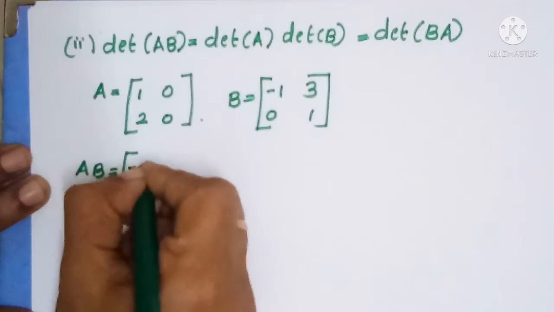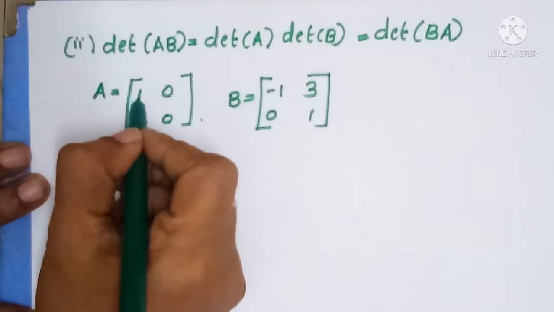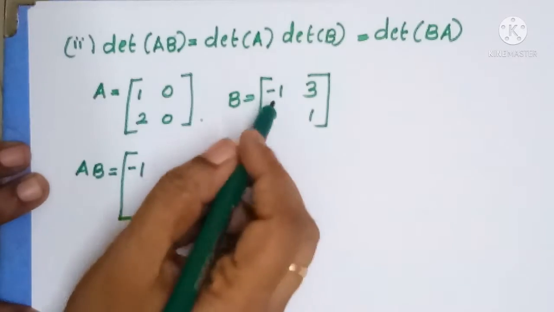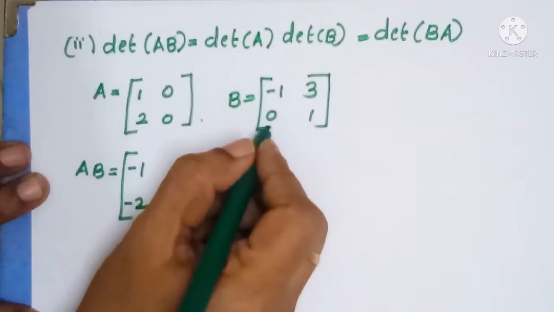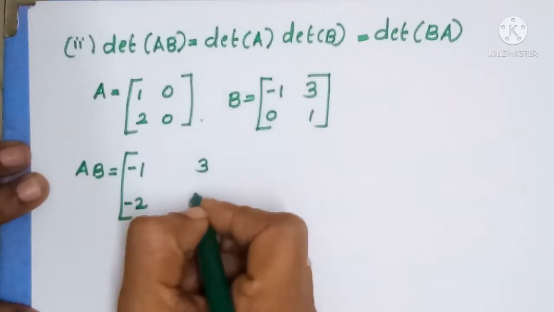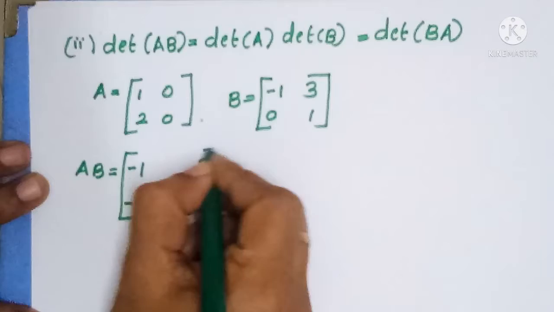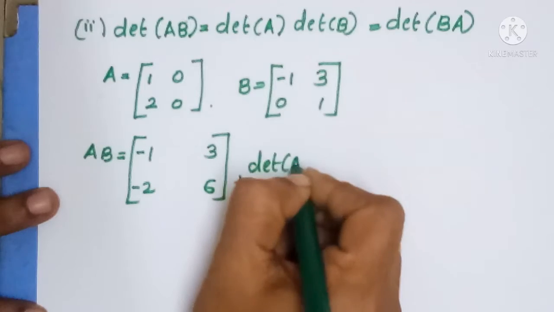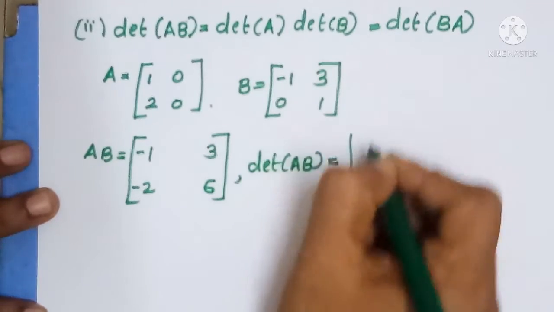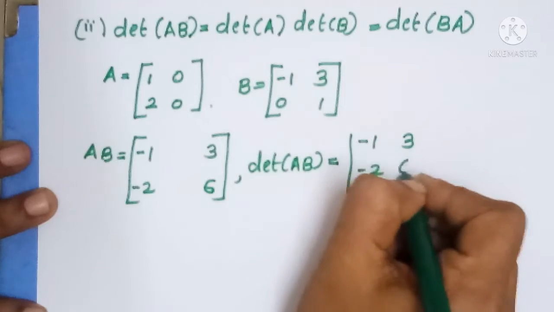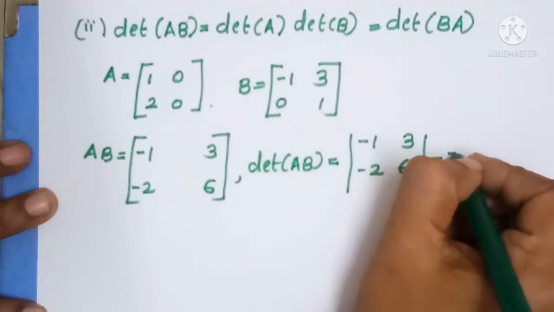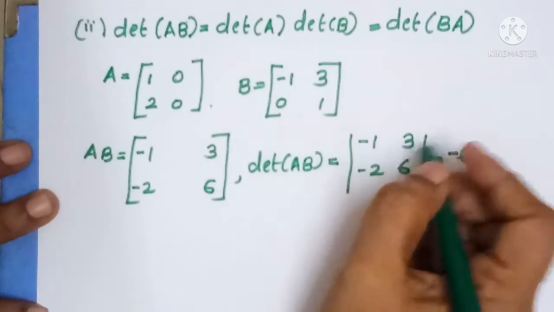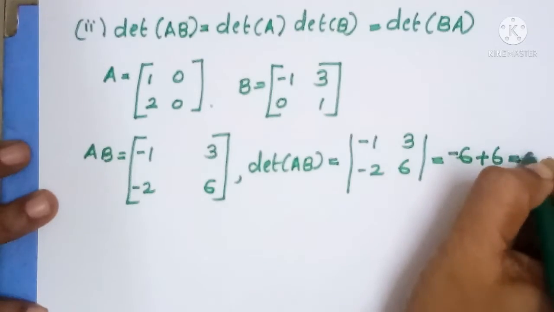1 into minus 1 becomes minus 1. 0 into 0 becomes 0. Then 1 into 3 becomes 3. 0 into 1 becomes 0. 2 into minus 1 becomes minus 2. 0 into 0 becomes 0. Then 2 into 3 becomes 6. 0 into 1 becomes 0. Then what is the determinant of AB? Minus 1 3 minus 2 6 becomes minus 1 into 6, minus 6, minus 2 into 3, minus 6. It is also minus 6, so it becomes plus 6. It should be equal to 0.